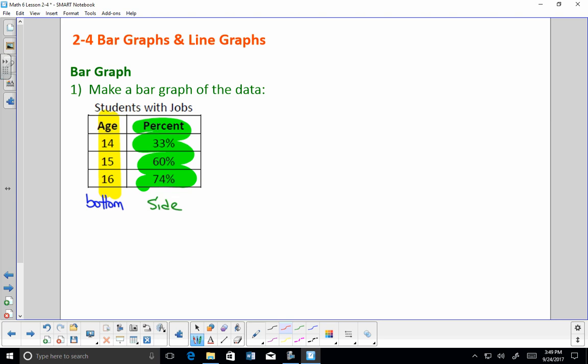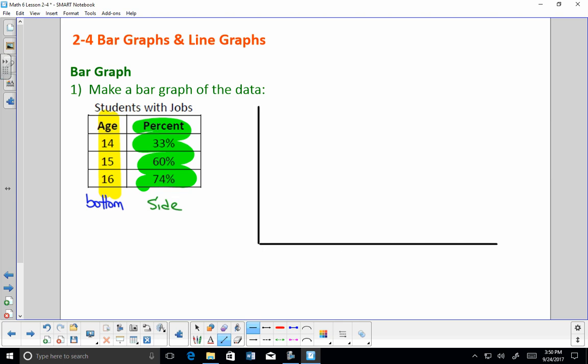So if I was going to draw a nice little graph, I might want to start by having some nice little straight line segments. So I'm going to have one down here and one going up here. Okay? Now, with graphs, it is absolutely critical that your scales remain constant. I cannot put a scale on the side and start with 33%, then jump to 60%, and then jump to 74%. I have to be equal in my scale.